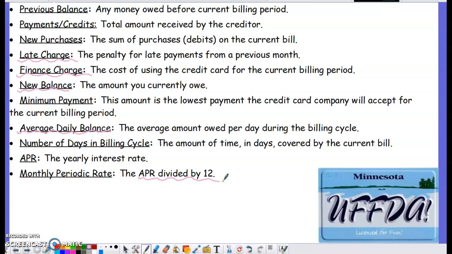And we're going to go ahead and look at a couple examples of credit card statements and just kind of pull out some of this information and, like I said before, fill in some of the missing information.